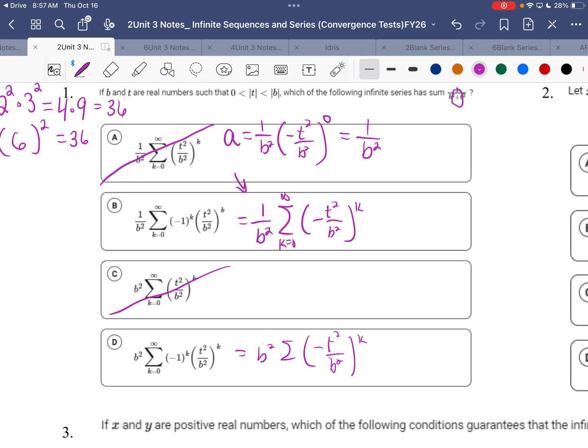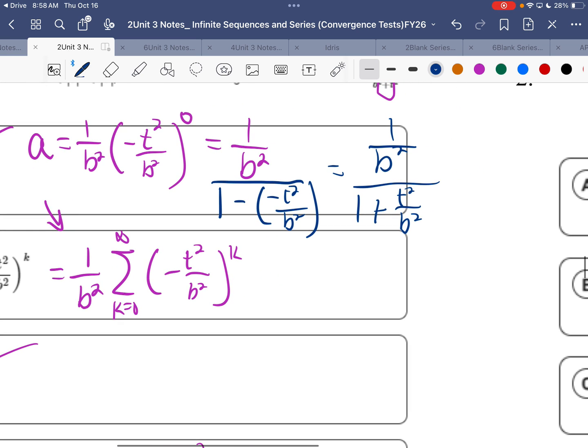So then you have 1 over b squared as a, and then 1 over b squared over 1 minus r, which is 1 plus t squared over b squared. What would get rid of all of these fractions if I multiplied by it? You could get a common denominator too and keep change flip, but what else could you do? What could you multiply the numerator by that would get rid of the fraction? b squared, and then you have b squared. This is a fancy form of 1. You're allowed to do that.